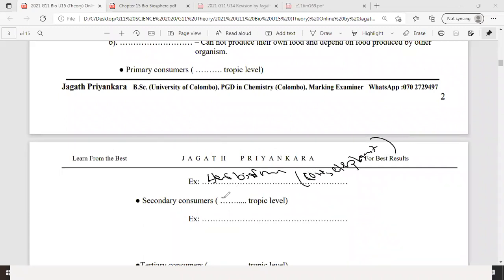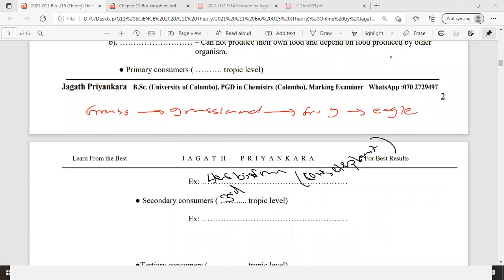Next, secondary consumers are the third trophic level. Consumer secondary, but trophic level third. What are examples for the third trophic level? I'll give one of the best examples. Look at this food chain on the screen: grass, grasshopper, frog, and eagle.